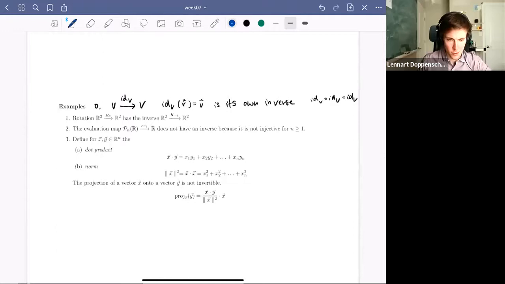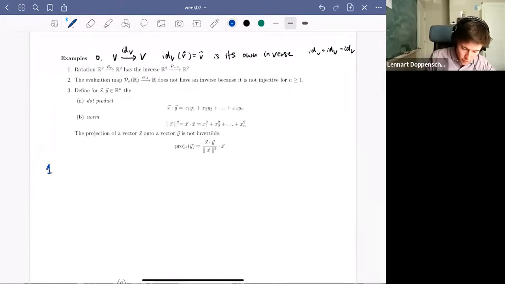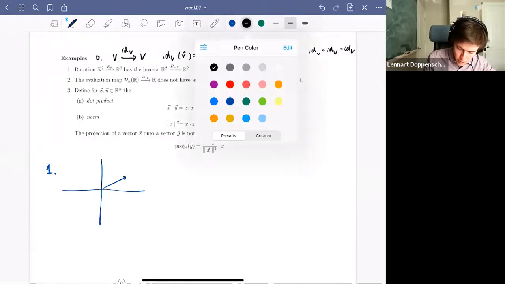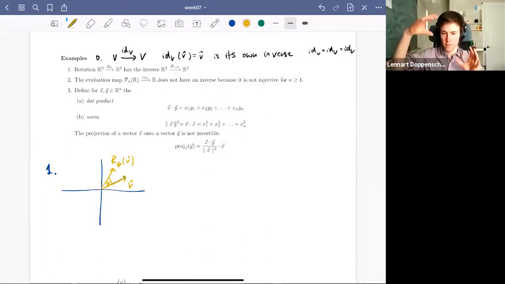Then let's get to the first non-trivial example, the first real example. I'm just going to draw something below these lines. If you have R2 and you have a vector in R2, then you can just rotate it by an angle theta. It shouldn't change its length. So it's just being rotated. So this is V and this is R theta of V. And just literally take everything and rotate it.